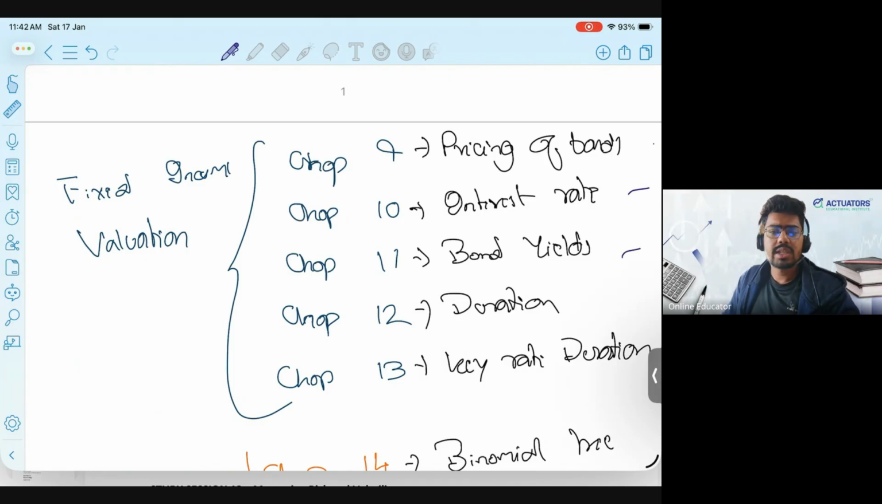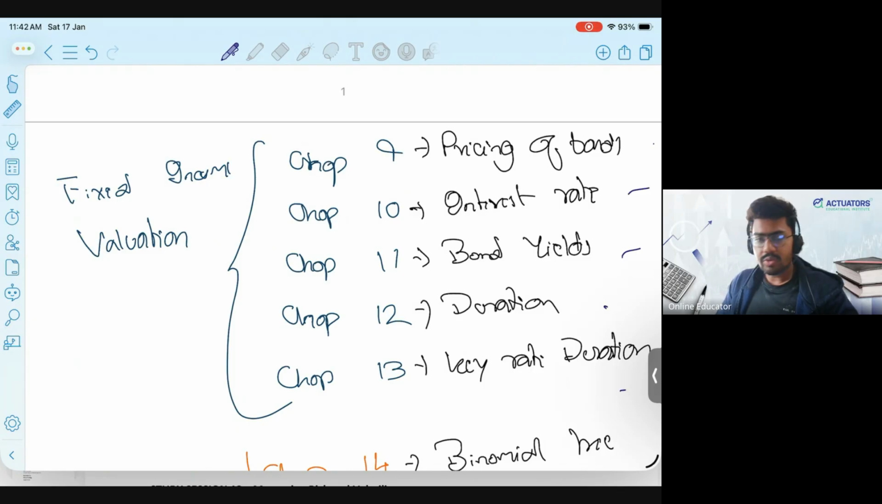In chapter 11, you will be taught how you are going to calculate bond yield. Now, we know the return, what interest will come, but the price at which we buy and the price at which we sell can be different. So considering all the scenarios, what are the different types of bond yields that we can calculate, and how can we calculate bond yields, will be taught to you in chapter 11.